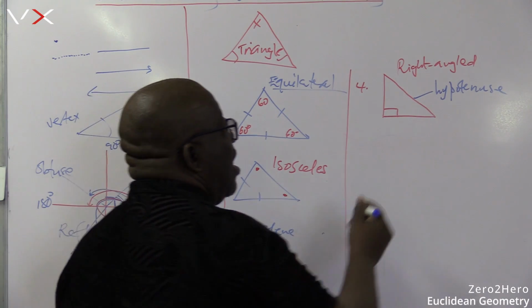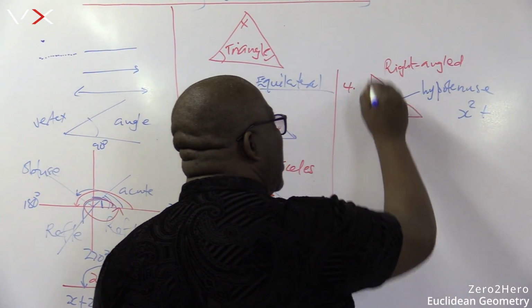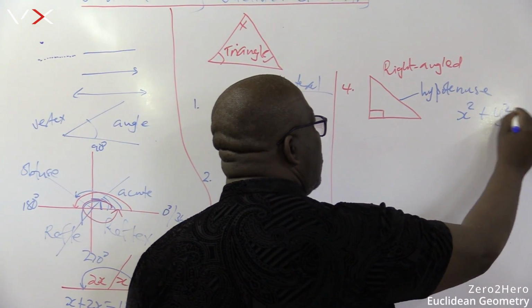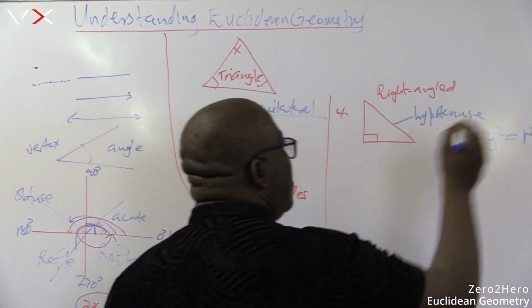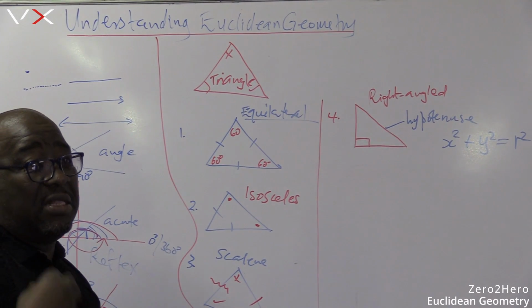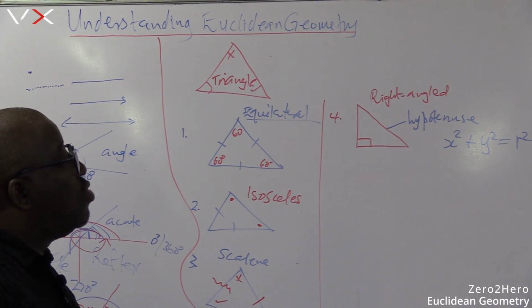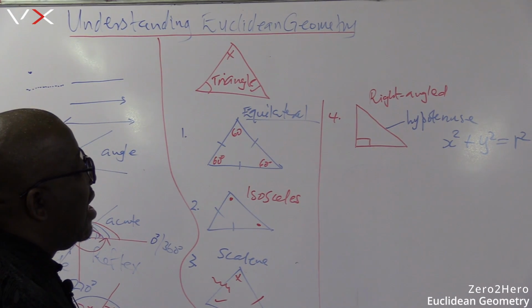Others will even say x squared, which is this side, plus this side, which is y, y squared is equal to r squared. This will be your theorem of Pythagoras. That's what it literally means. But you must understand that the square on the hypotenuse is equal to the sum of the squares on the two other sides. Right, that's a right angle triangle.